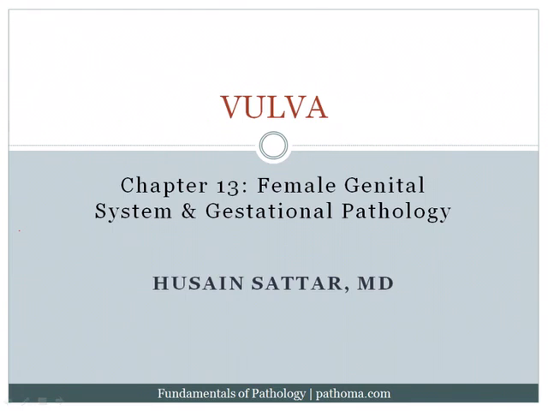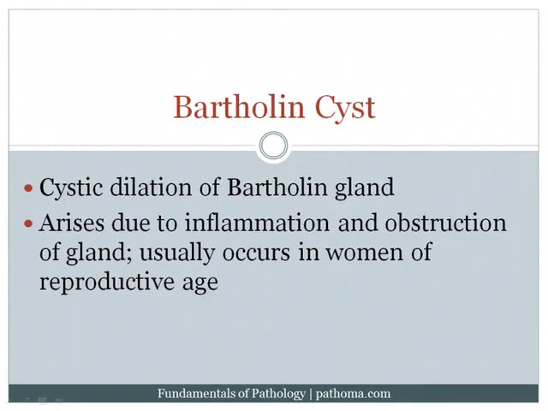So let's actually begin with the vulva, and the vulva, you're well aware, represents the skin and the mucosa that's external to the hymen. So the skin and the mucosa of the female genitalia that's external to the hymen, that's the vulva. It includes things like the labia majora, labia minora, the vestibule, etc. And important to note that it's lined by squamous epithelium, and that'll come into play a little later in our discussions. Now, the very first lesion that we're going to discuss is called a Bartholin cyst.